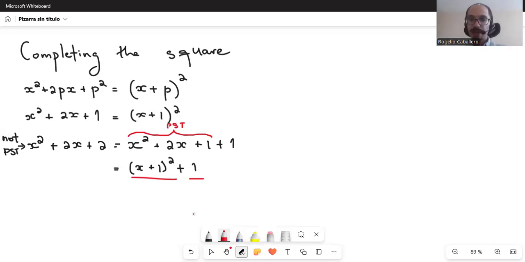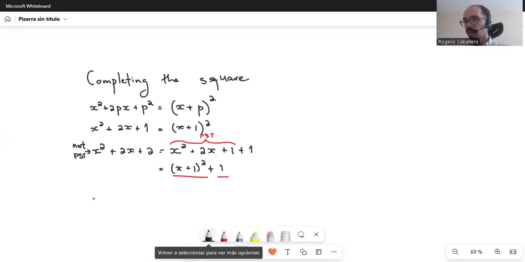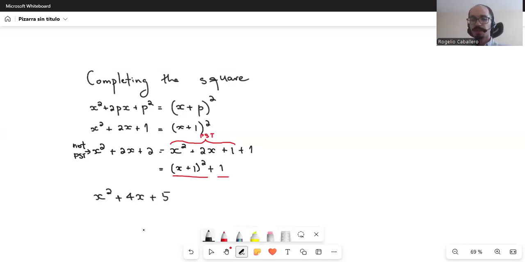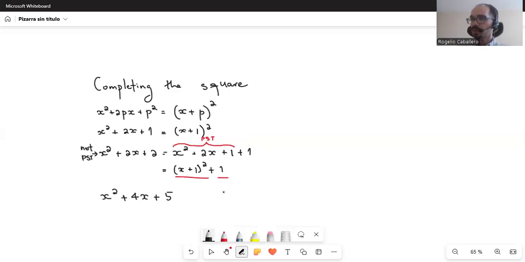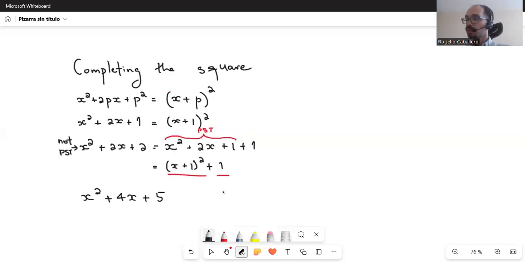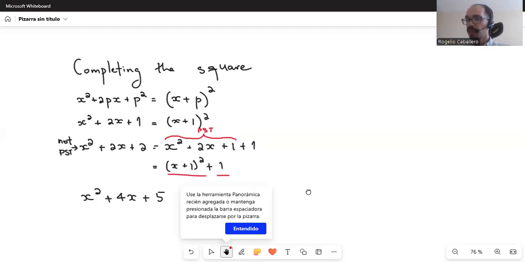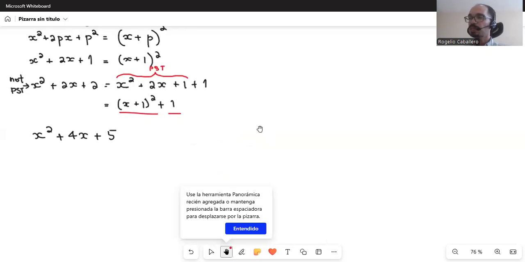So let's apply this principle to other examples. Let's see this other example that we have here. So let's see x squared plus 4x plus 5. So what's going on in this example? Well, the first important observation is that this is not a PST. This is not a PST, so that's calling for completing the square.